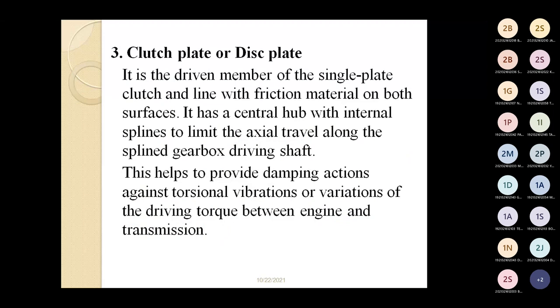Then the clutch plate or disc plate. It is a driven member of the single plate clutch and is lined with friction material on both surfaces. As I just showed in the previous image, friction material is there on both surfaces. It has one central hub, having internal splines, internal teeth-like structure, to allow axial travel along the splined gearbox driving shaft. This clutch plate helps to provide damping action against torsional vibrations or whatever variations occur because of the driving torque between the engine and transmission.